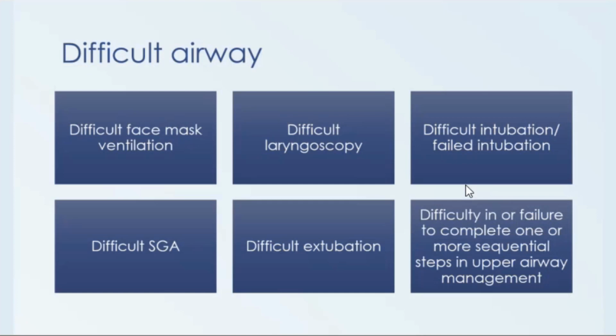Now, in spite of all these tests, why do we land up in a scenario like this? The reason is that none of the tests are sensitive enough to accurately predict difficulty for an average risk patient. So anticipated difficulty, we can try and do all these tests and make out. But unanticipated difficulty is always there somewhere around the corner for us. So we have to be prepared for this. So our guidelines aim precisely at that.